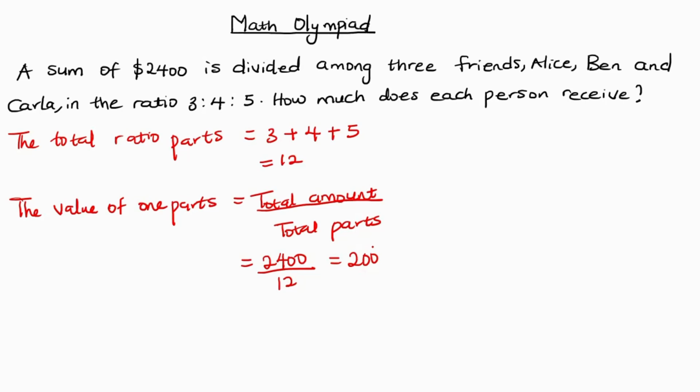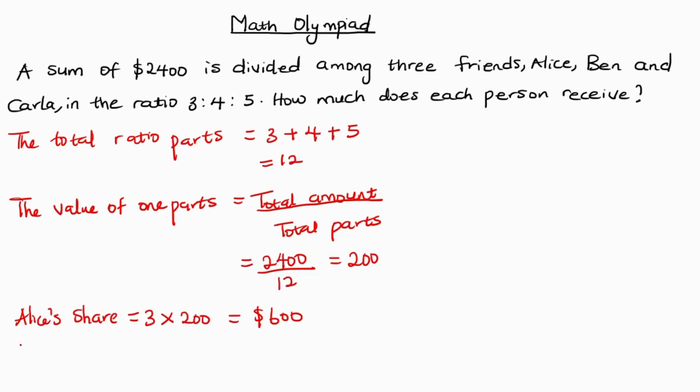Now it is time for us to calculate each person's share. So starting from Alice right here, Alice's share. Now for Alice's share, we have our parts to be 3. So this becomes 3 times 200, and this is going to give us $600. So Alice's share is $600.